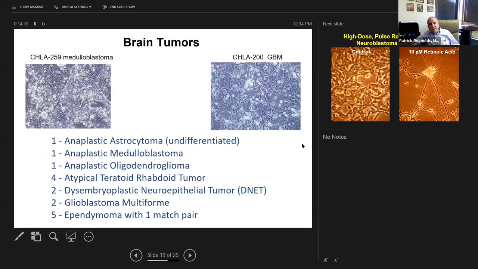And the brain tumors, again, it's only cell lines, and this shows you some of the morphology that we see with these that grow. We've got a spectrum. It's unfortunately limited numbers, because we get limited number of samples, but we've got anaplastic astrocytoma, a medulloblastoma, an oligodendroglioma, 4 ATRTs, 2 DNETs, 2 GBMs, and then 5 ependymomas, and one of these is a matched pair of pre-therapy, post-therapy.